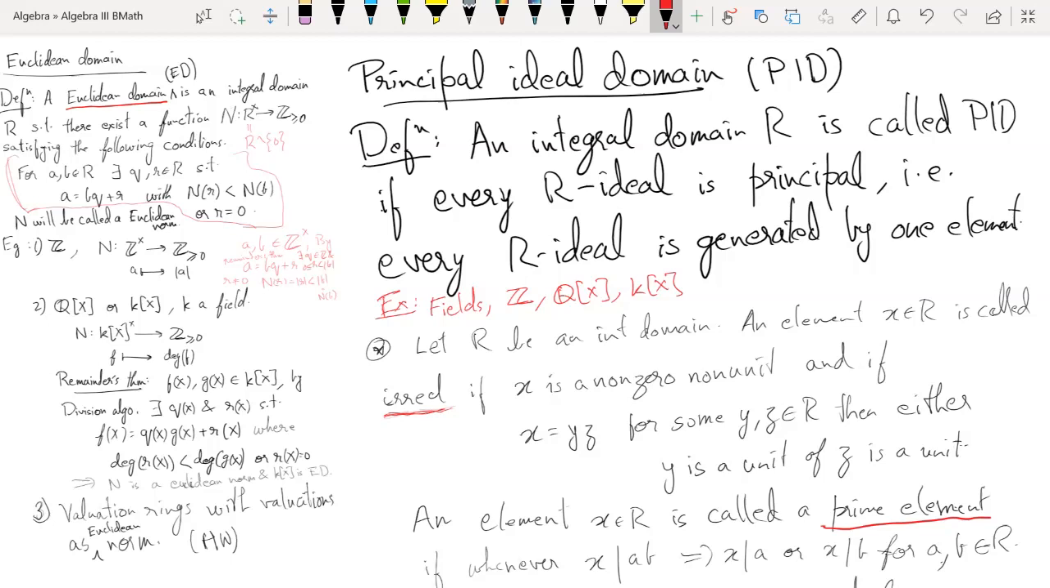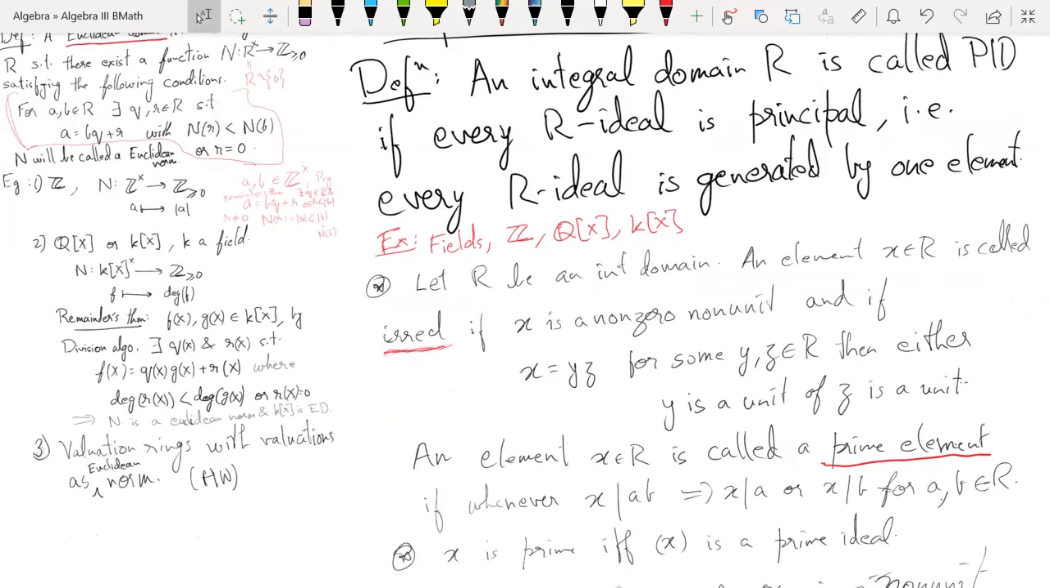Okay, so let R be an integral domain. An element x in R is called irreducible if x is non-zero, non-unit, and if you can write it as a product of two elements in R, then one of them must be a unit. That means you can't decompose it further as a product of two elements in some non-trivial way. Of course, any element you can write as some unit times the inverse of that unit times that element itself. That you can do, but other than that, you can't do anything else. Then you say that x is irreducible.